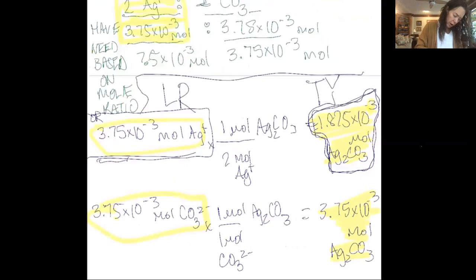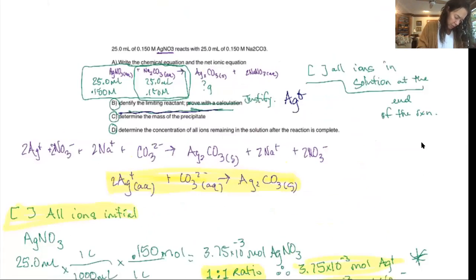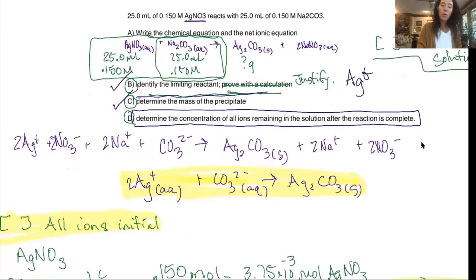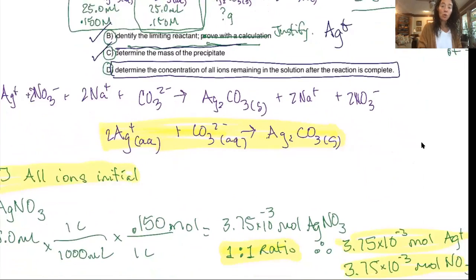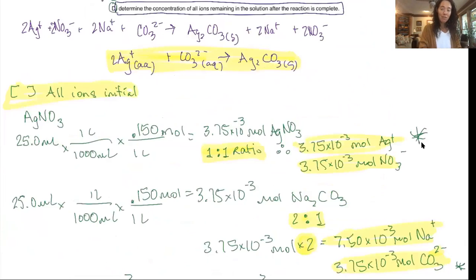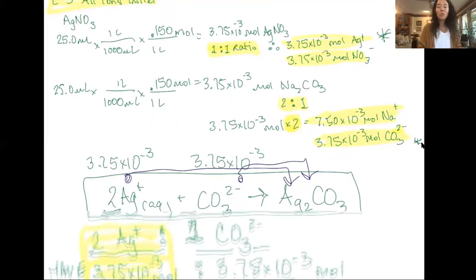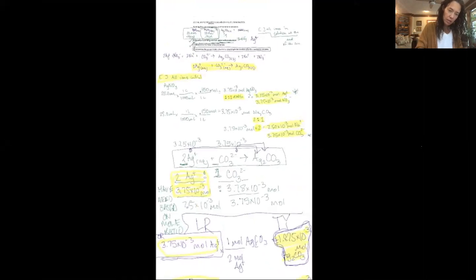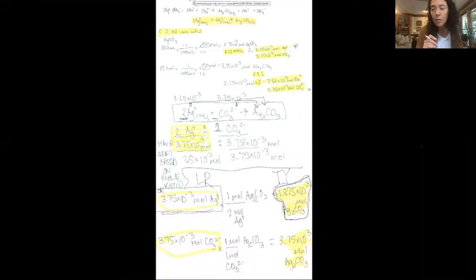All right, let's go back up and look back at the question. We've got the limiting reactant. We've got the mass of the precipitate. We need to know the concentration of all ions remaining in the reaction. So I need to know how much of each is left. Well, that's cool, because I know how much of each I started with, and I know how much of each was used. Let's see if we can analyze this data.